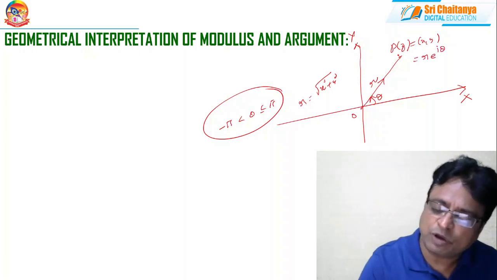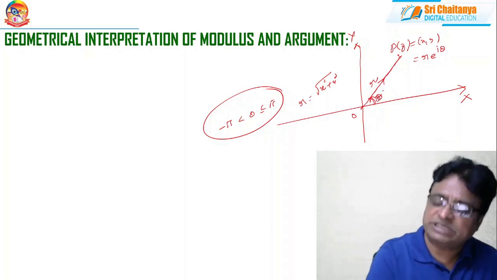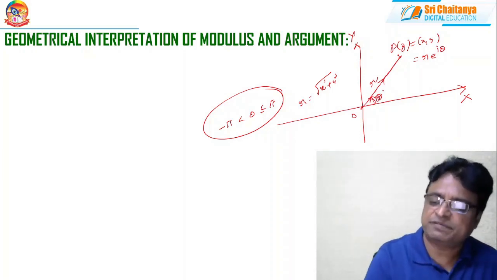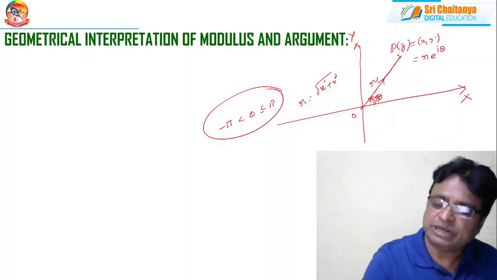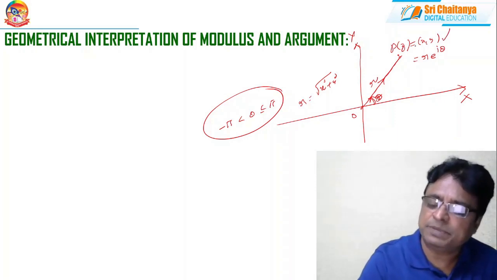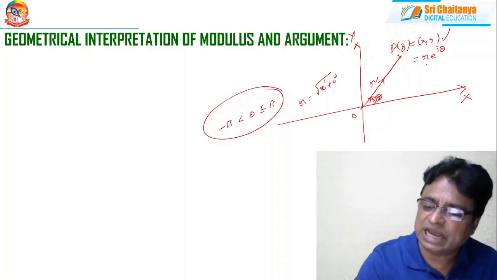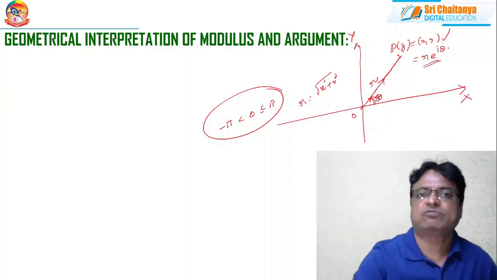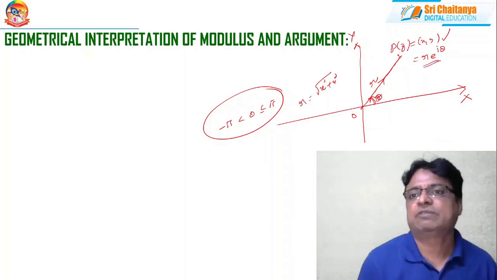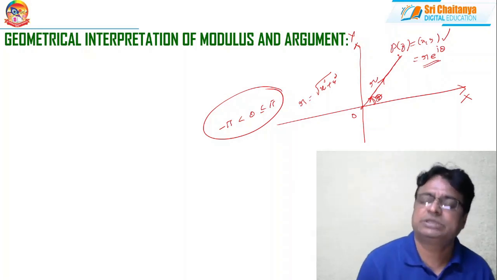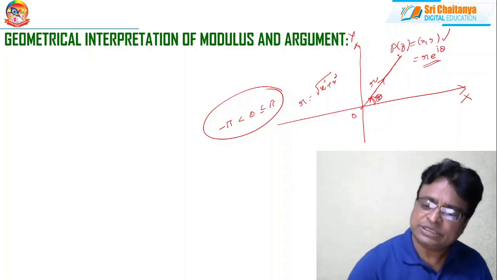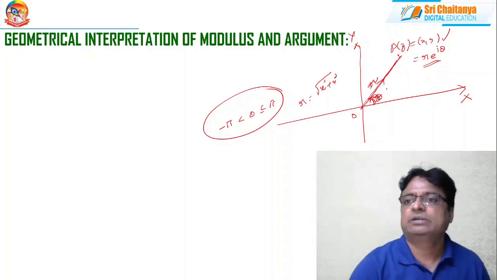I can represent it with r into e power i theta. So if you know r and the OP bar makes an angle theta in the anti-clockwise direction, that is, the positive direction of the real axis, then we can represent that complex number P of z alias (x, y) as r e power i theta. This is the geometrical representation of modulus and argument.